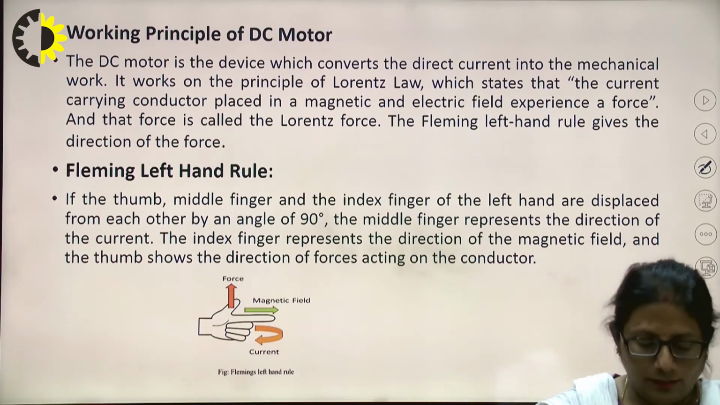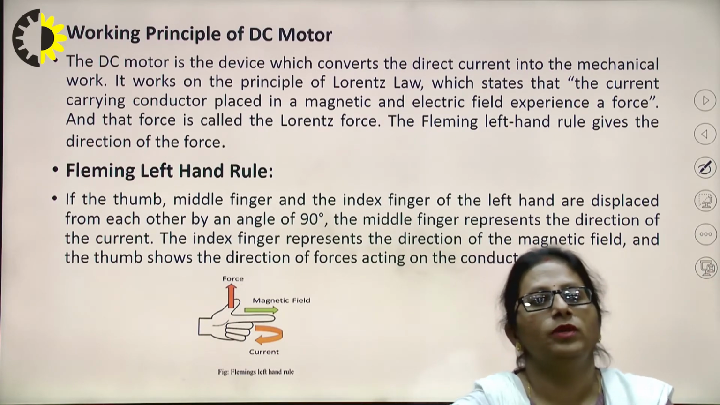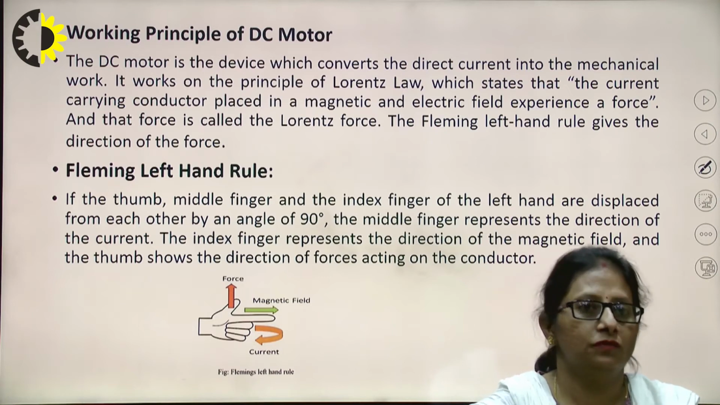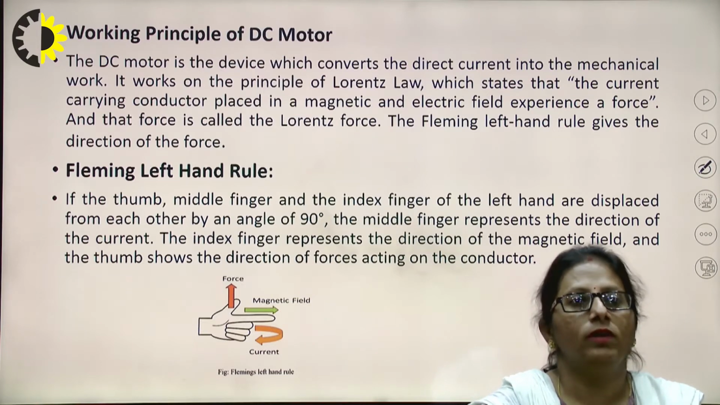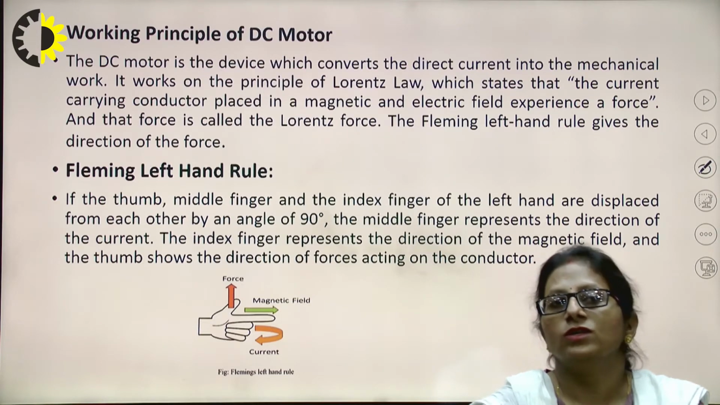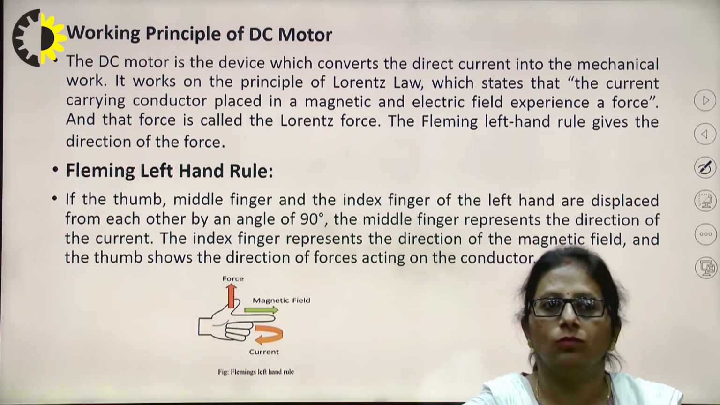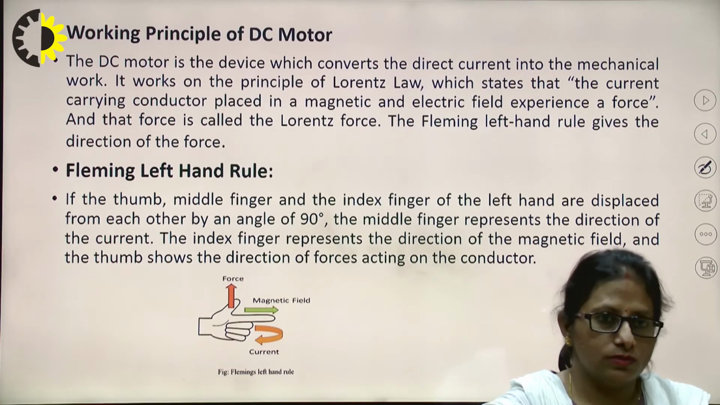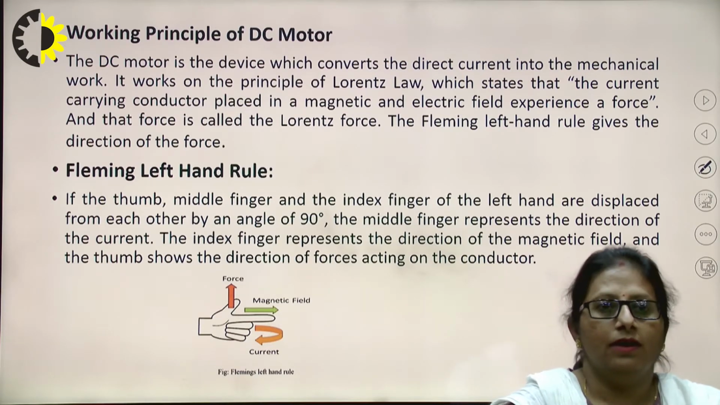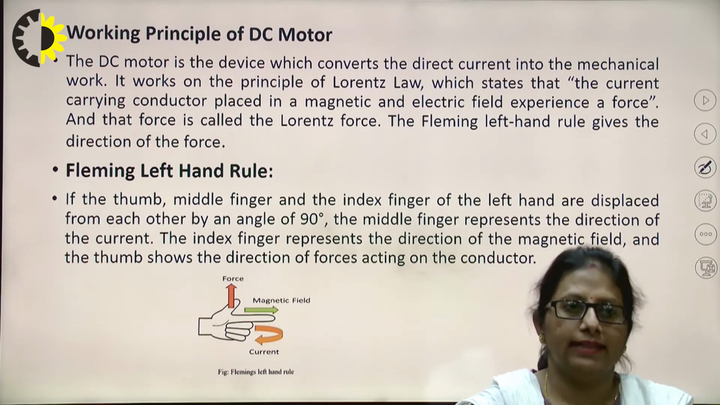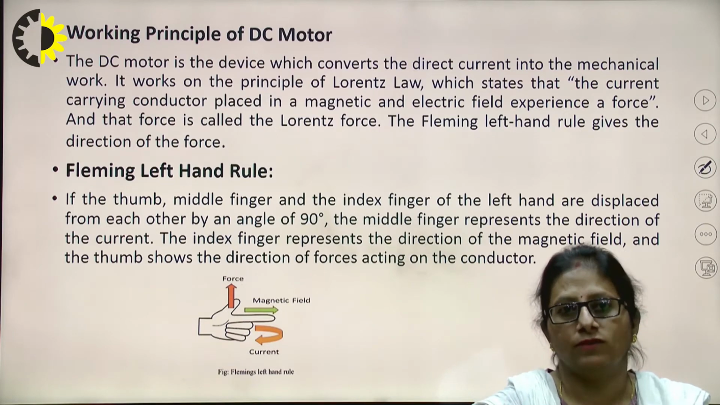Coming to the DC motor. We have seen the working principle for a DC generator. Now, constructionally there is no difference between a DC generator and a motor. The difference comes with the working principle. A DC motor is a device which converts direct current into mechanical work. It works on the principle of the Lorentz law, which states that a current carrying conductor placed in a magnetic or electric field will experience a force, and that force is called the Lorentz force. The direction is given by Fleming's left-hand rule.